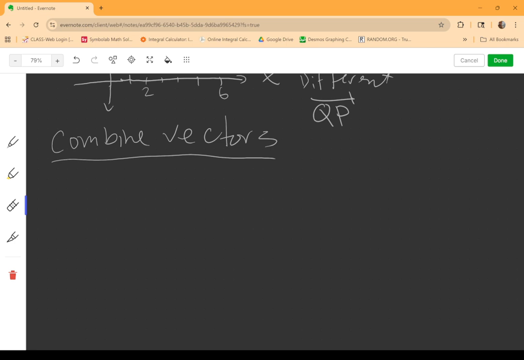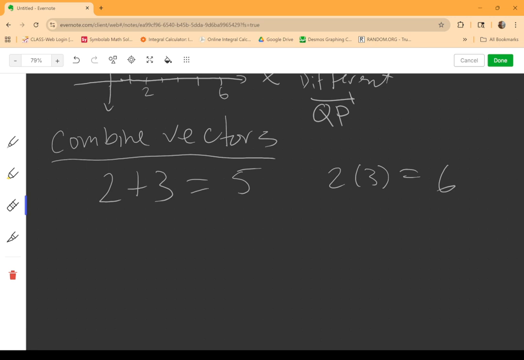Okay, so think of these operations, right? We combine two numbers, right? 2 plus 3 equals 5, right? Or we can think of 2 times 3, that equals 6. So we want to define two operations with vectors.